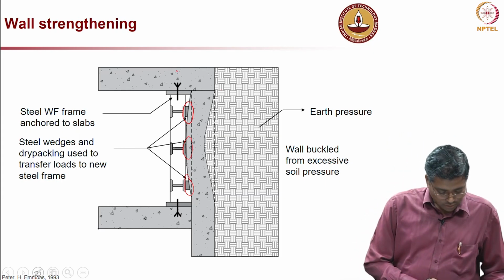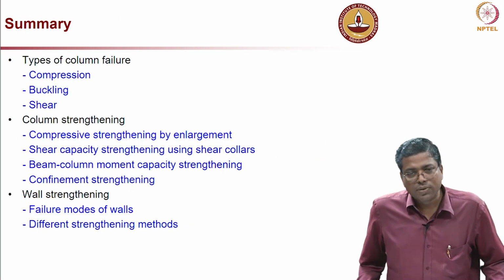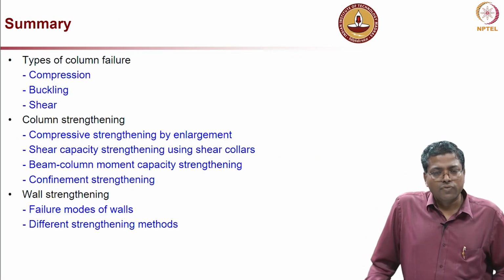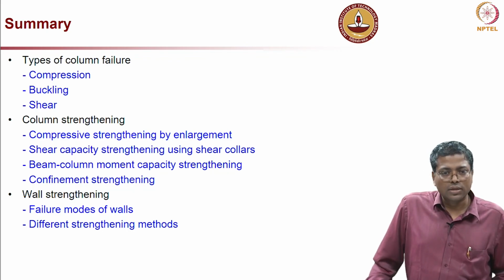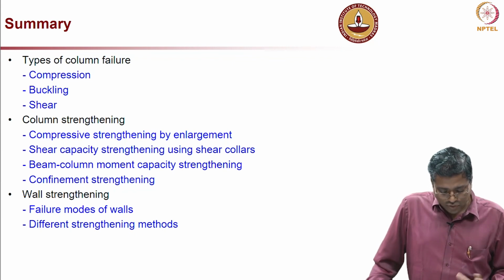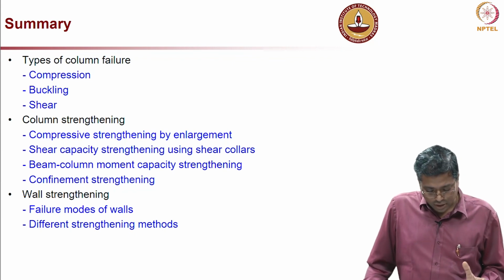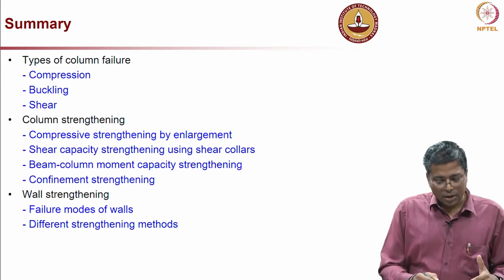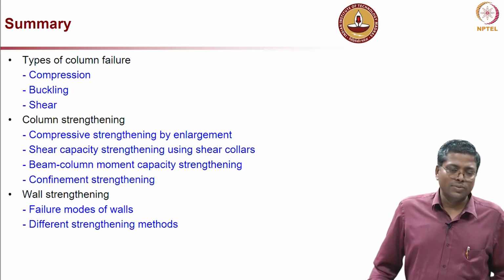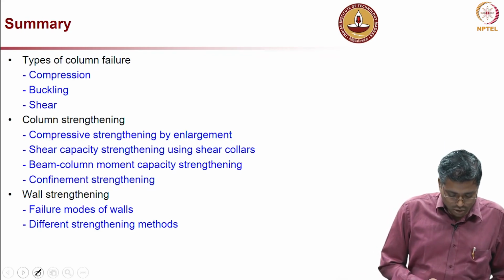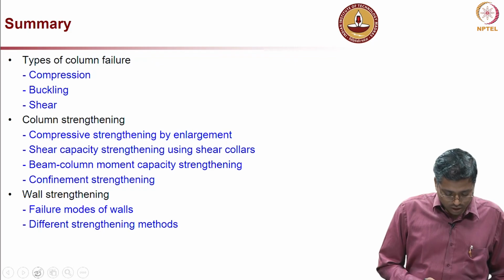the other elements. To summarize, we looked at different types of failures in columns, mainly compression, buckling and shear type failure, and then we also looked at how to strengthen the columns and how to strengthen the wall elements. We looked at different ways, looking at what type of failure and then how to strengthen if such a type of failure happens. We also talked about different modes of failure in wall elements and how to fix them.